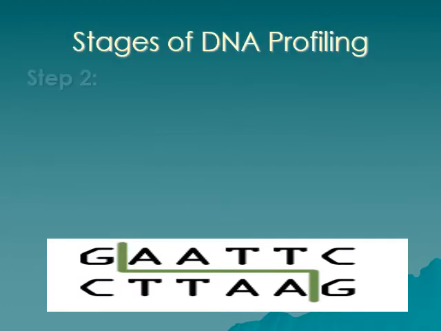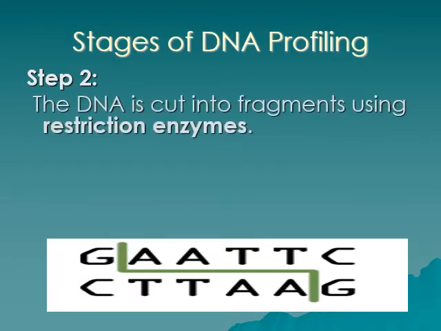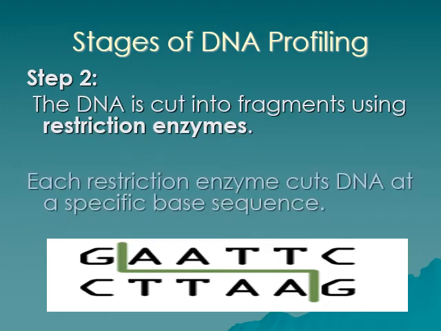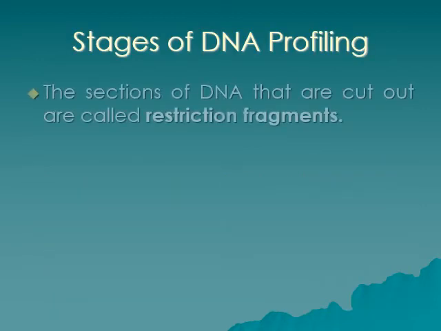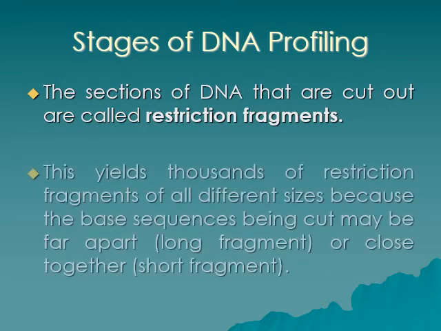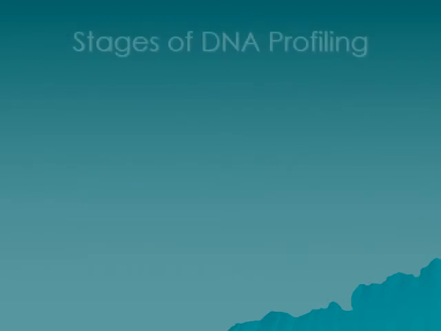So the second step, the DNA is cut into fragments using restriction enzymes. Each restriction enzyme cuts DNA at a specific base sequence. Ang tawag doon sa mga nakat na DNA is restriction fragments. So this yields thousands of restriction fragments of all different sizes because the base sequences being cut may be far apart or close together. So pwedeng maging long fragment or short fragment yung magiging restriction fragment.